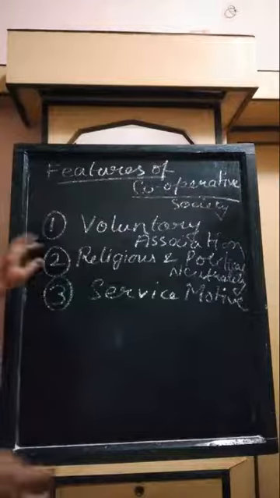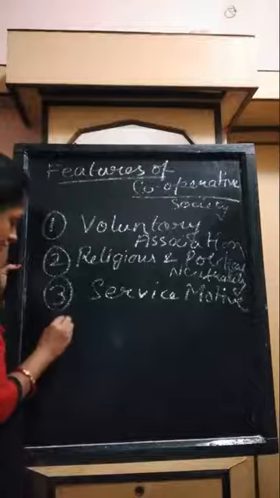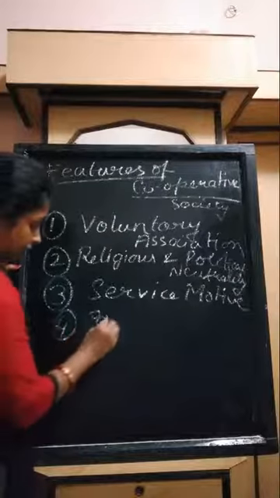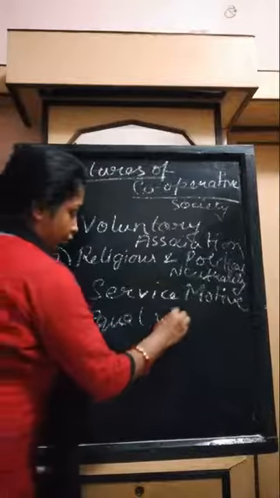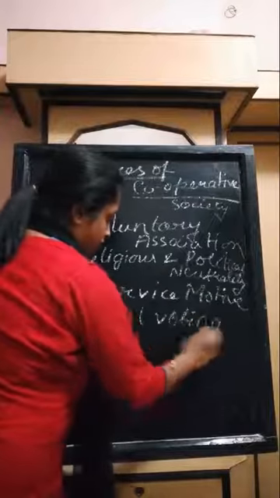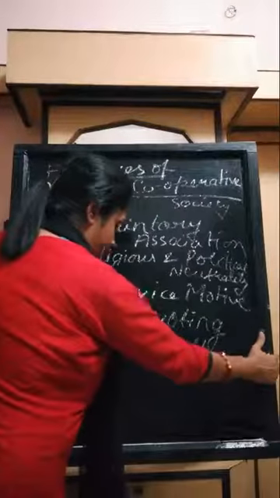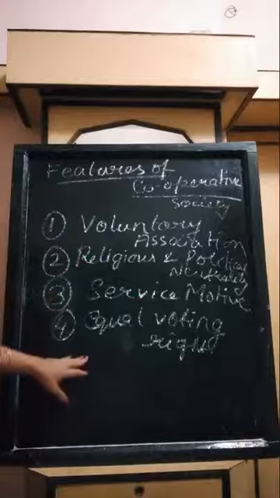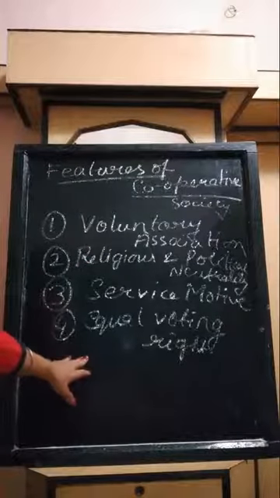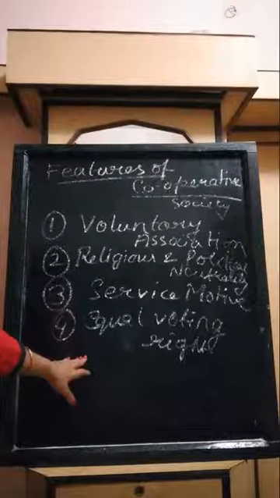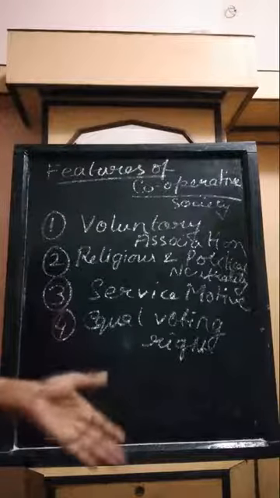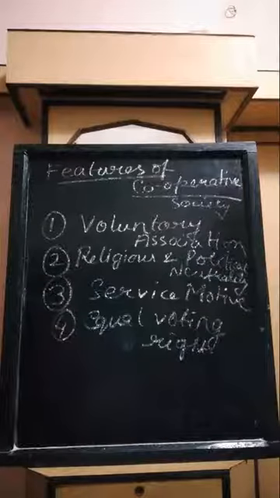Next is equal voting right. The next important feature is equal voting right. Every member of this organization has the right to vote. The management and control of the cooperative society lies in the hands of the managing committee, and the members of this committee are elected by the members of the society.